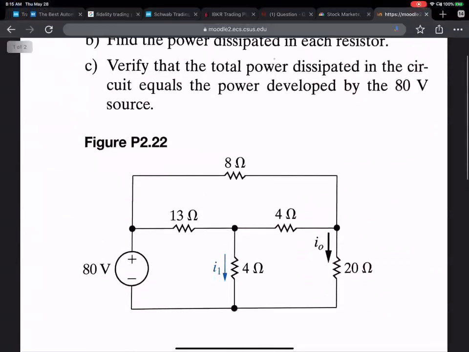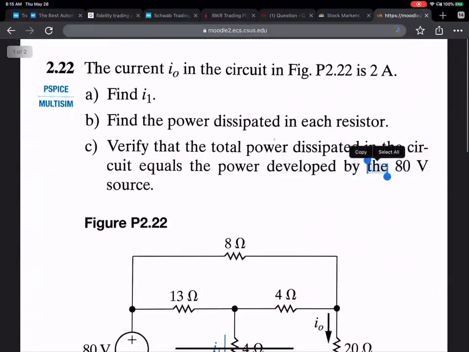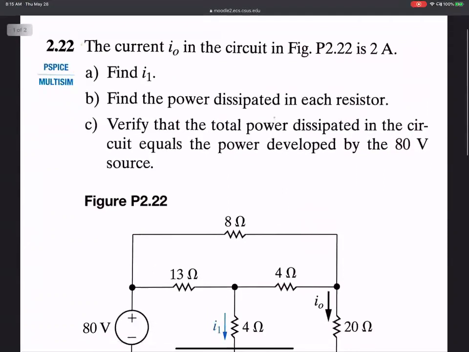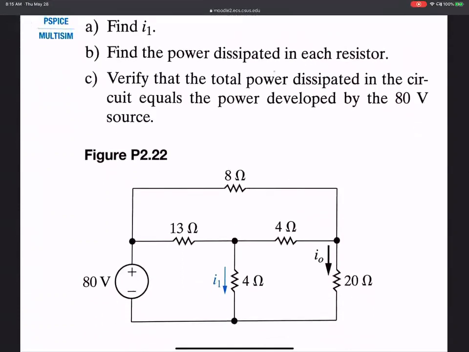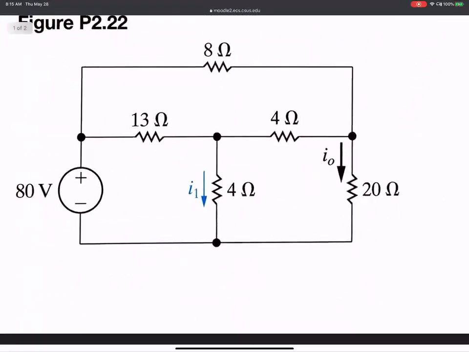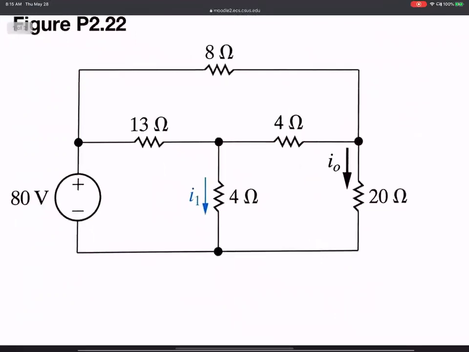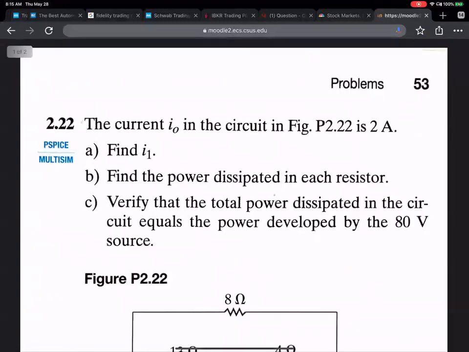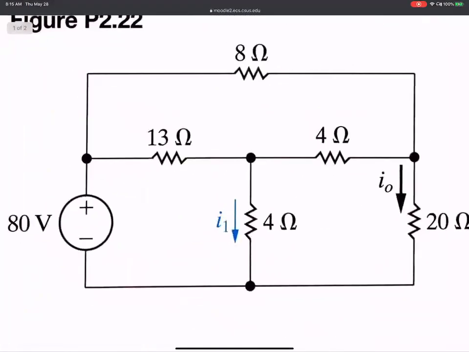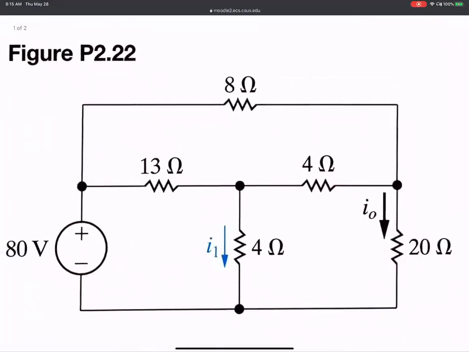Here is a circuit, and in this circuit, the value of I0 is given to be 2 amperes. And then we are asked to find the current I1, and also the power dissipated in all the resistors. We want to verify that the power dissipated in each of these resistances adds up to the total power consumed. So let's start by looking at this very simple circuit.